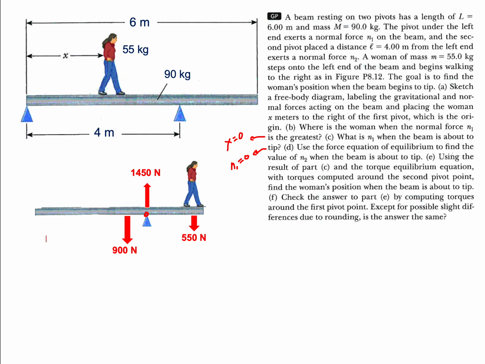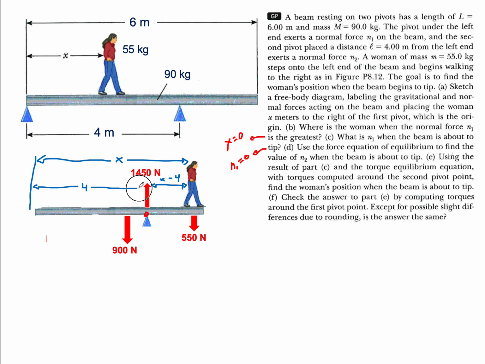Next question. Using the results of that and the torque equilibrium, the torques computed, find the woman's position when the beam's about to tip. All right. Now, a little bit of a bugaboo on this one. The distance x is measured from this side. And since we know that the center of mass of the beam should be, the pivot point's 4 meters, this distance right here from the pivot point over is going to be x minus 4. Why? Because this distance from here to here is already defined as 4 meters.